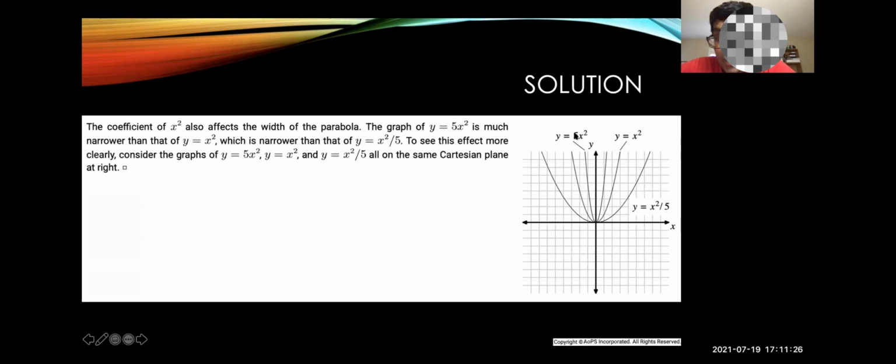Essentially, what that number in the front does is it determines how steep and how narrow the parabola is going to be. This makes sense because if you think about it, your x squared is like this, and what your 5x squared does is it takes that x value and multiplies it by 5. Whereas when x is 1, y is 1 for this equation, when x is 1, y will be 5 for this equation because of that coefficient.